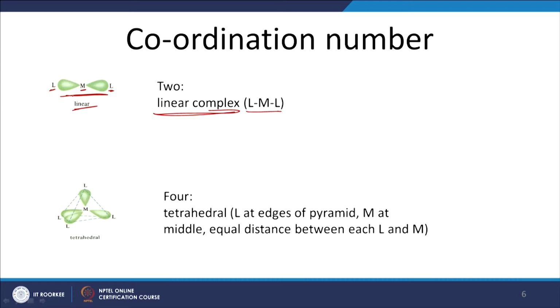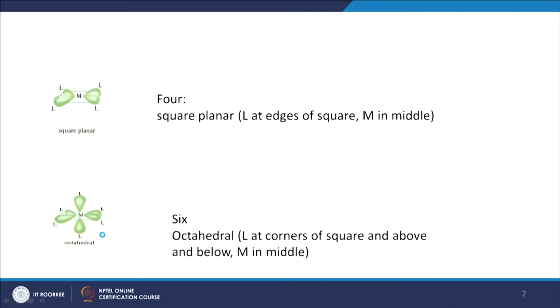And if it is 4, there are 2 kinds of shapes or structures. One is tetrahedral, with L, L, L at the edges of a pyramid, and the central atom, the metal, here, and the other ligand here, more or less a pyramid, with equal distance between the central atom and the ligands. So tetrahedral shapes are usually more stable. The second kind of shape with 4 ligands is the square planar, which is self explanatory: 4 ligands per central atom in the same plane. So the coordination number is 4, and square planar.